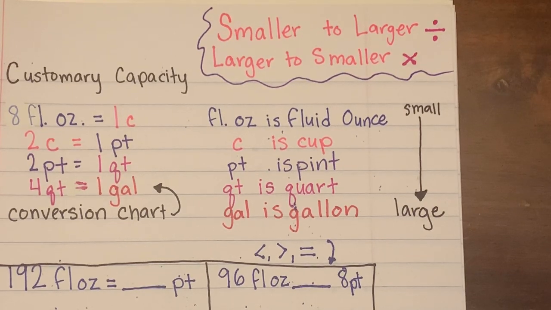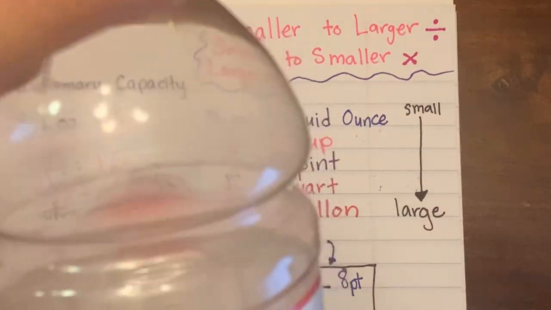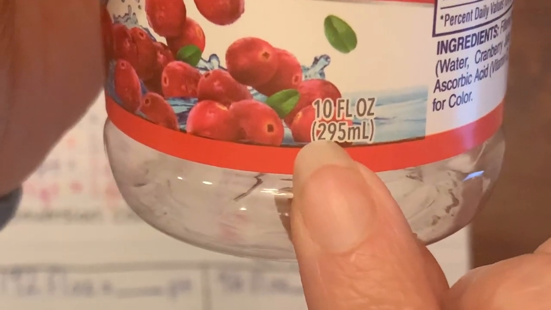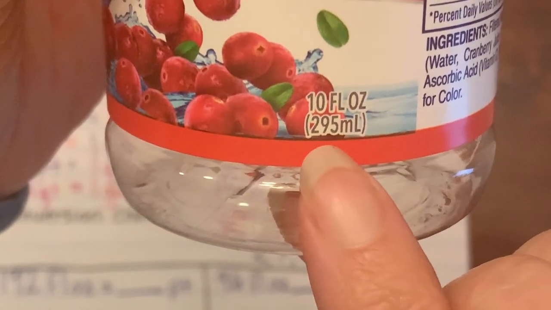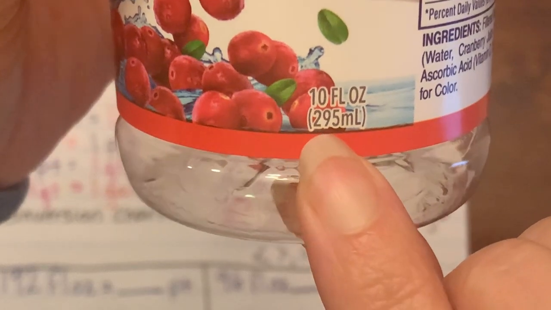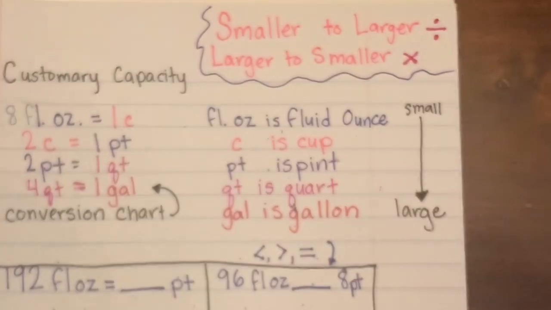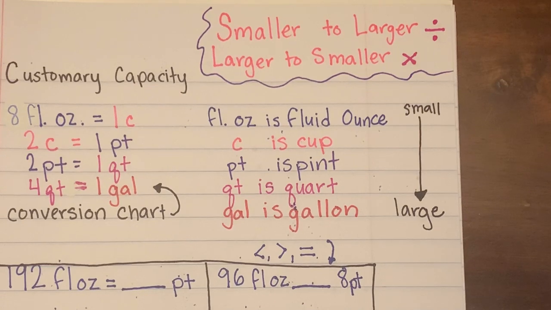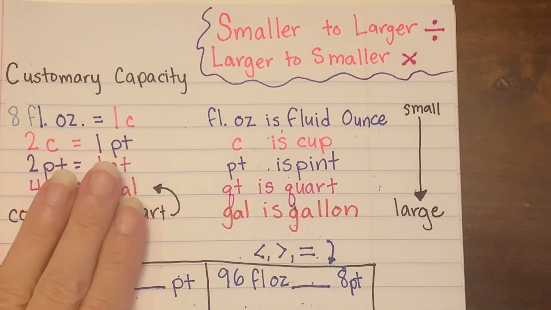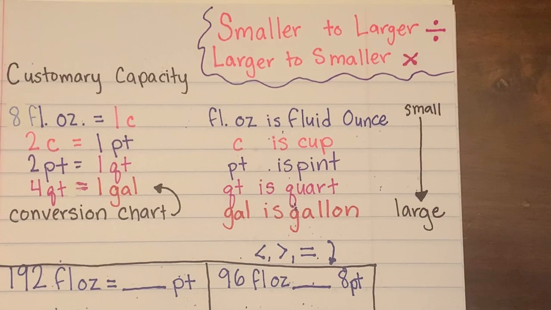this customary capacity, which is your challenge today. On Padlet, I'd like you to find 5 things around your house, list what they are and how many fluid ounces they are. For example, I have this cranberry juice. So cranberry juice, if you look right here, it has 10 fluid ounces. It also has, right below it, 295 milliliters. And we'll talk about milliliters next week, but for now, we're just going to worry about the customary capacity.